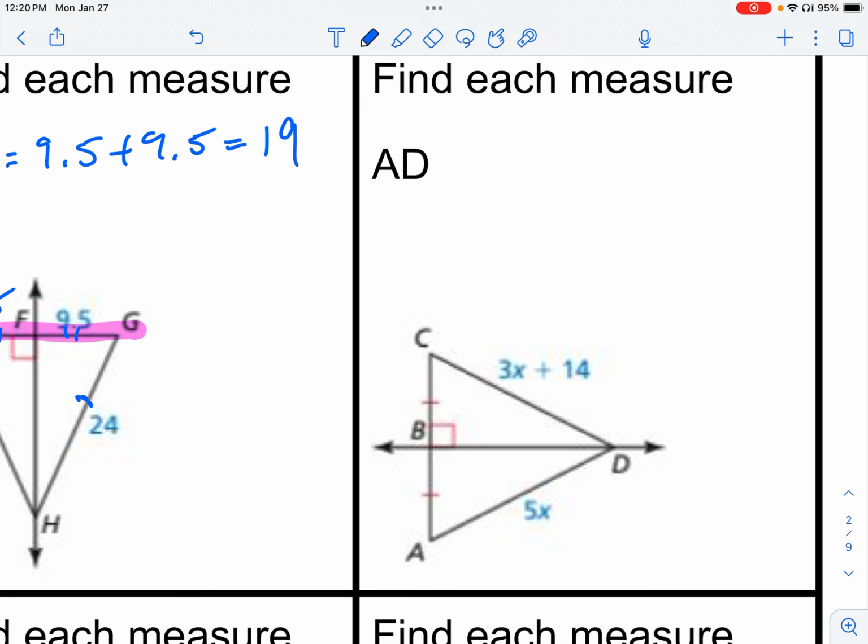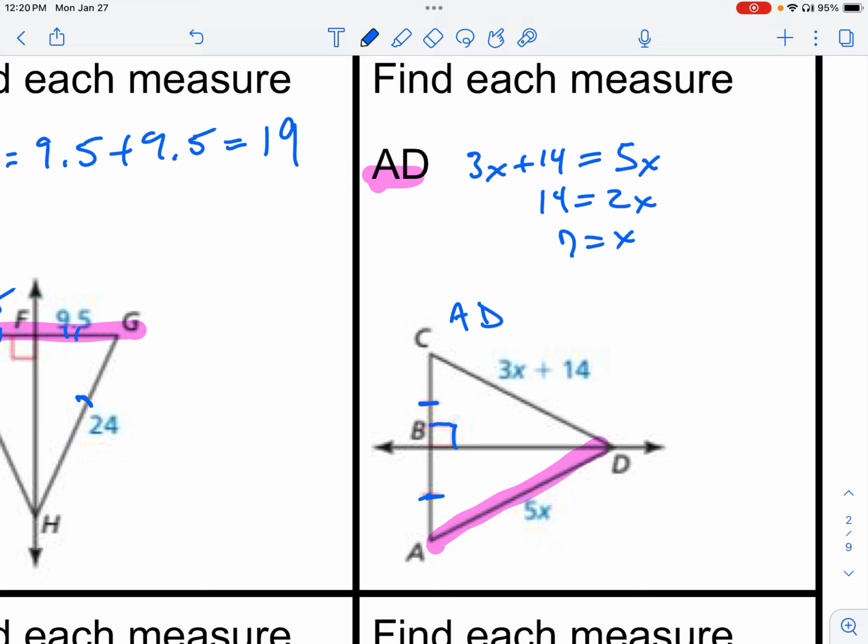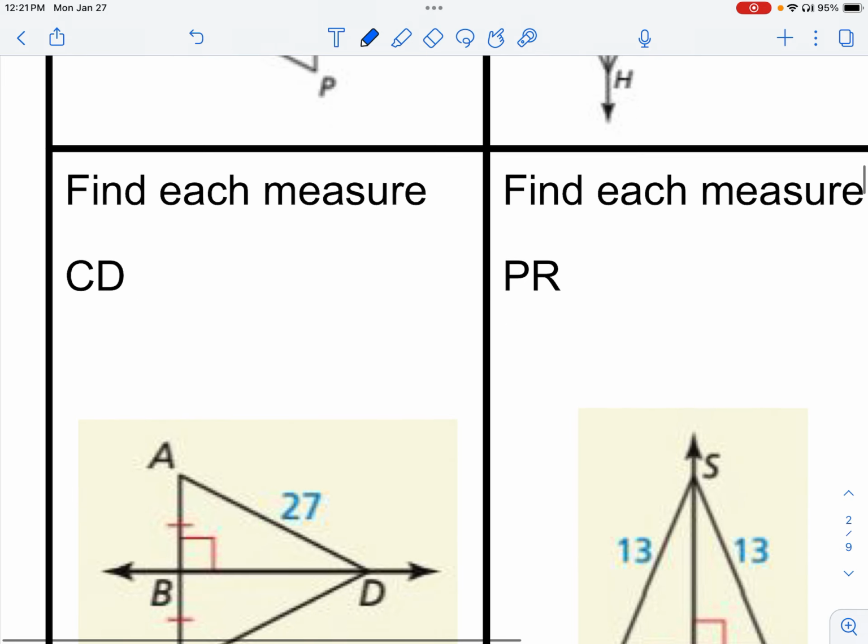Let's look at another one. Find AD. Right here, what do we know? We know that point B is a midpoint. We know that BD is perpendicular to CA. So by the perpendicular bisector theorem, we know CD is congruent to DA. So 3x plus 14 equals 5x. Subtract 3x from both sides, and we get 2x equals 14. Divide by 2. So x equals 7, and AD equals 5 times 7, which is 35. A lot of setting things equal.